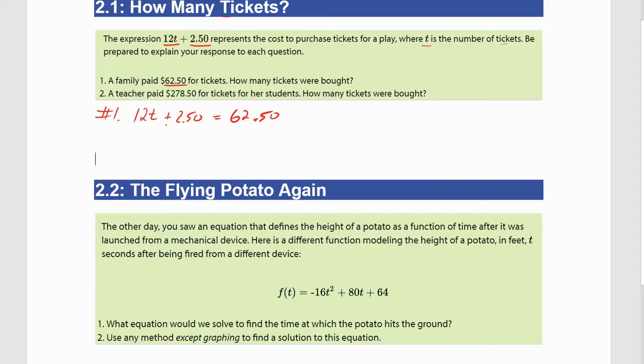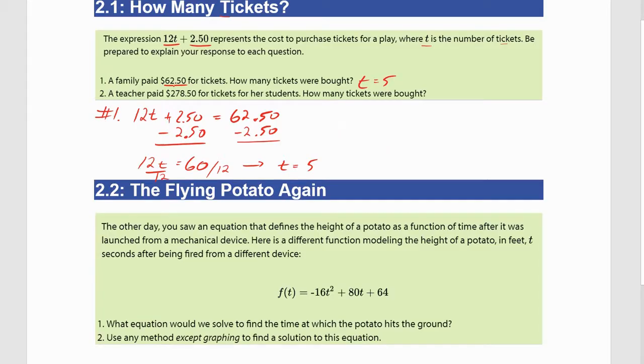So what you want to do is get rid of the constant terms, right? So let's see, opposite of plus 2.50 is minus 2.50. But just remember the property of equality, what you do to one side, you have to do to the other. So 12t is still there, but you end up getting this, and the opposite of multiplying by 12 is dividing by 12. And we all know that that gives us 5. So how many tickets were bought? 5 tickets.